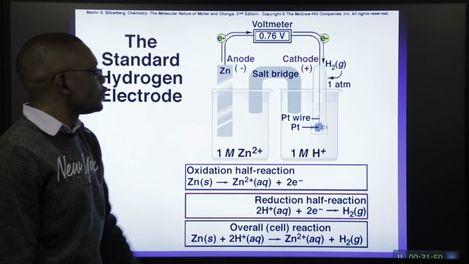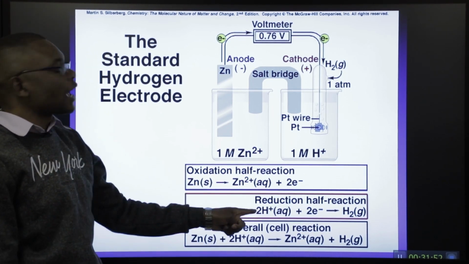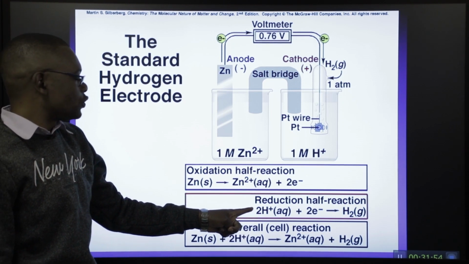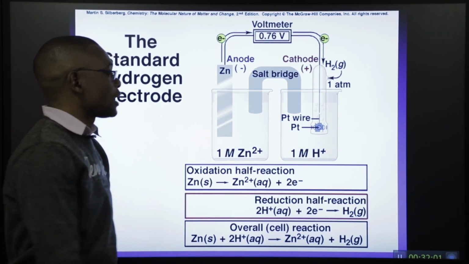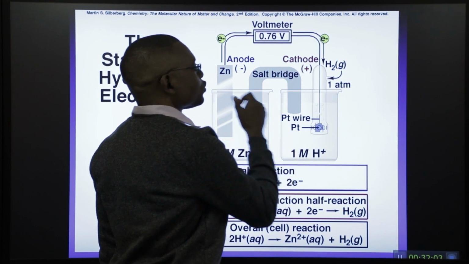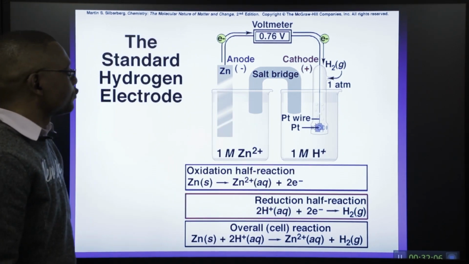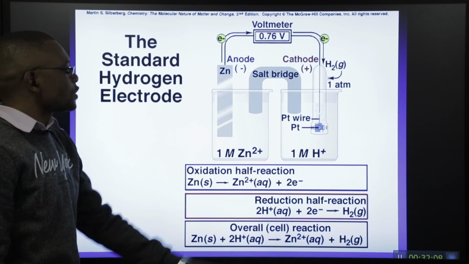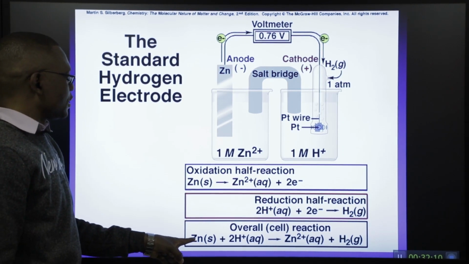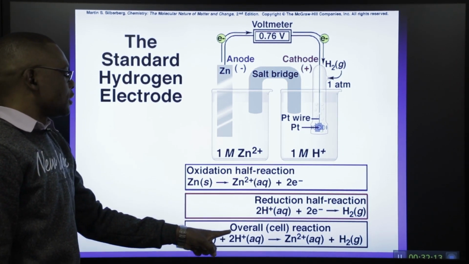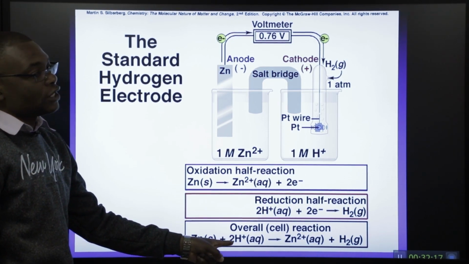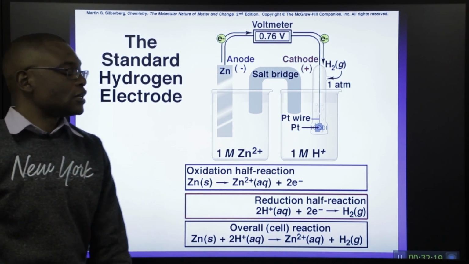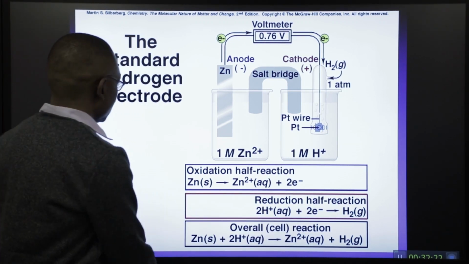So the reduction half reaction, it is the hydrogen which is losing, which is H plus, and is picking up the electrons to give out hydrogen gas. So that's why you are seeing these bubbles of hydrogen being given off. So the overall cell reaction is such that zinc, a solid, is reacting in a redox reaction with H plus to give us zinc 2 plus and hydrogen gas.